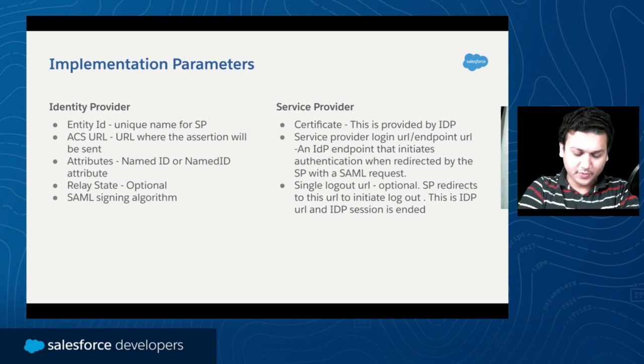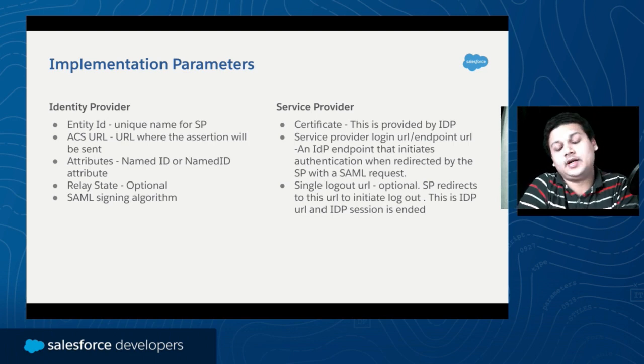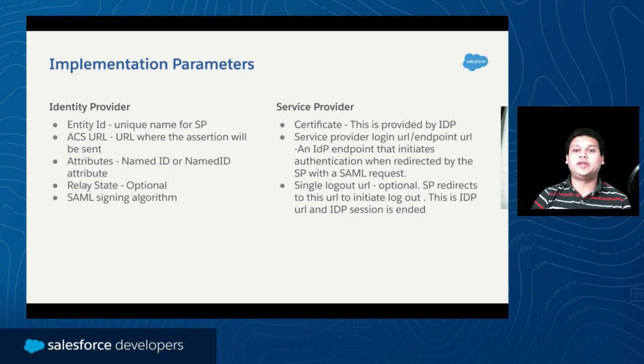So now, before we actually get into hands-on and configure, I wanted to summarize some of the implementation parameters across both the identity provider and service provider. So note that the identity provider is where your credentials are. That's the identity that it needs to validate the SAML assertions coming from the service provider. Service provider is where the SAML assertion originates, right?